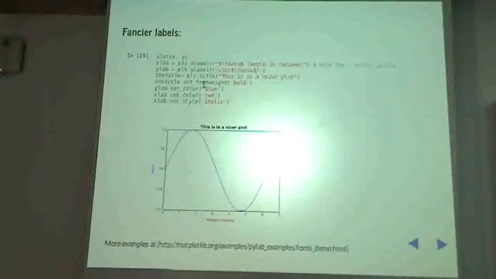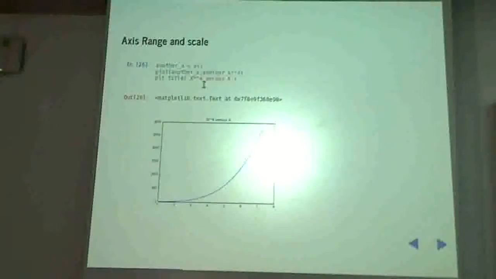If you want more examples of how to modify the basic features of the plot, like changing the fonts, colors, background, weight, italics, bold, etc., go look at this particular URL. What are the other things you can set?